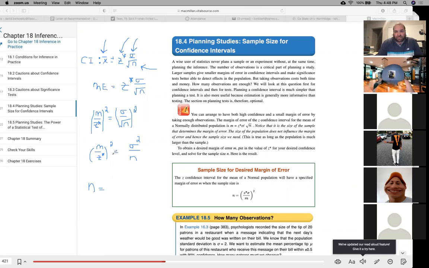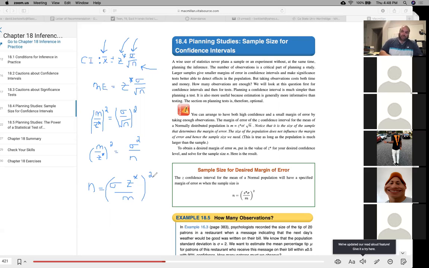If I mathematically solve this for n, what do I get? Sigma squared over m over z squared. Yeah, another way of writing it, which you can check is mathematically the same, is just take sigma Z star over m and square it. M stands for margin of error.